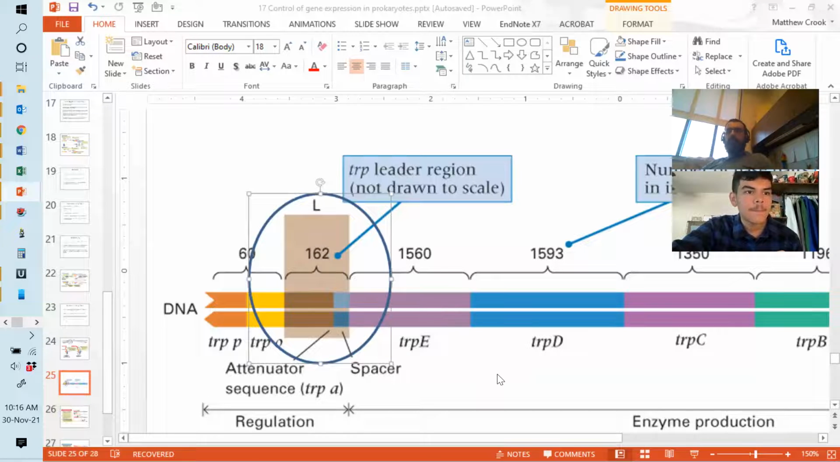Why are we translating it? What does the ribosome do? What's the purpose of making that little protein? Linking transcription and translation are the key to understanding this attenuation process.